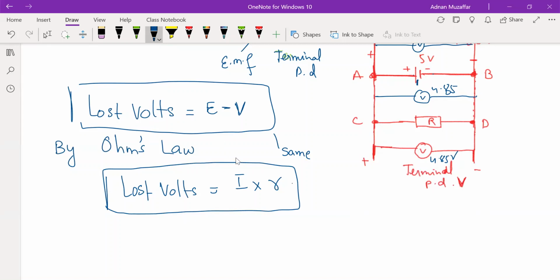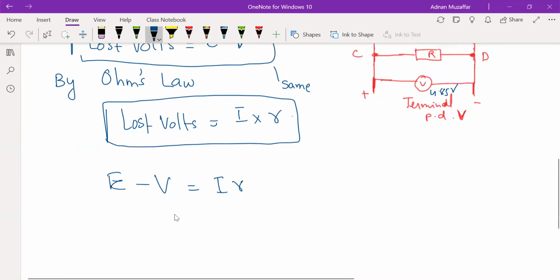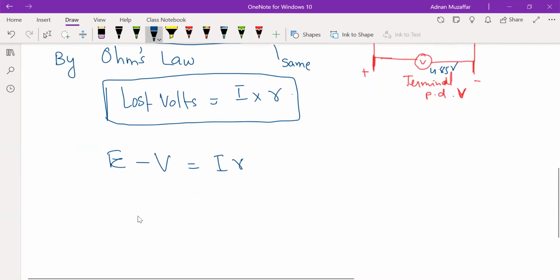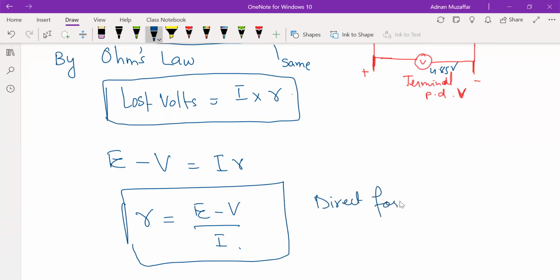So if I equate these two equations, I can write: E minus V equals Ir. We can write this equation. Clear? E minus V equals Ir. And from here, you can calculate small r. It will be E minus V over capital I. You can calculate the internal resistance value by this formula. It's a direct formula to calculate internal resistance.